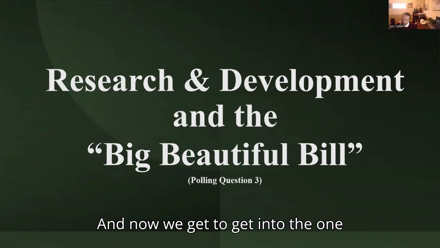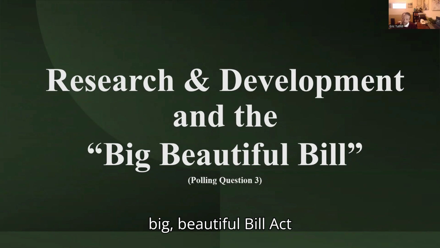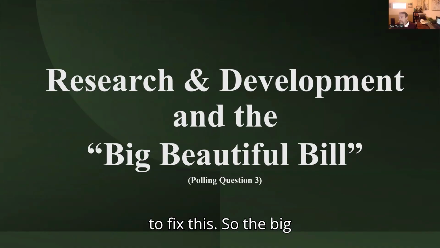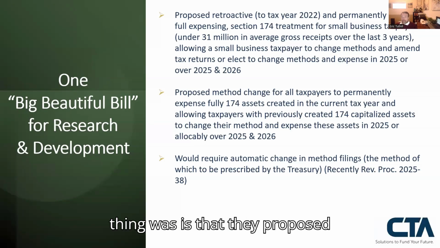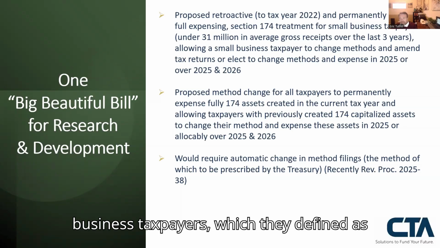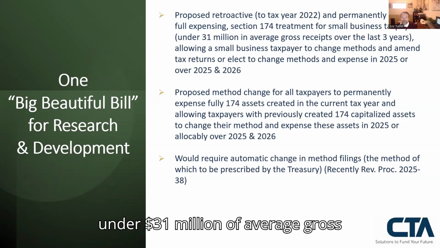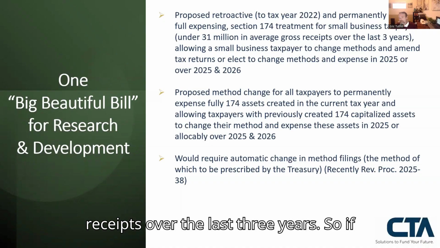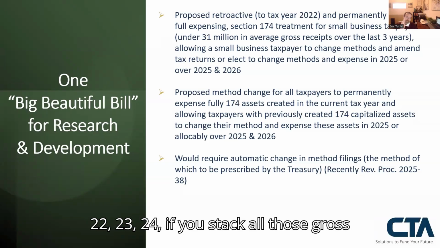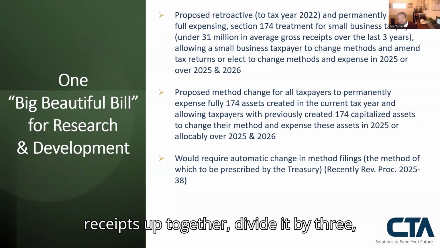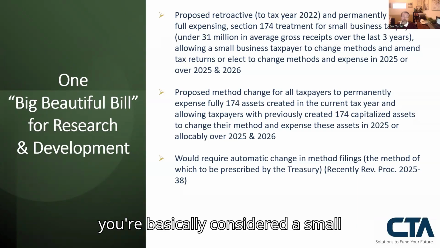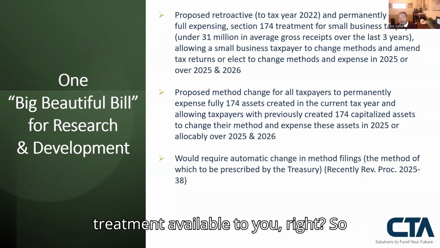And now we get into the One Big Beautiful Bill Act, and all of the goodies that were in store for us there when they actually decided to fix this. So the big thing was that they proposed retroactive treatment, right? And they proposed that specifically for small business taxpayers, which they defined as under $31 million of average gross receipts over the last 3 years. So if you had a taxpayer, and we'll get into this in more detail, but basically 22, 23, 24, if you stack all those gross receipts up together, divide it by 3, you're underneath the $31 million range, you're basically considered a small taxpayer and you have retroactive treatment available to you, right?